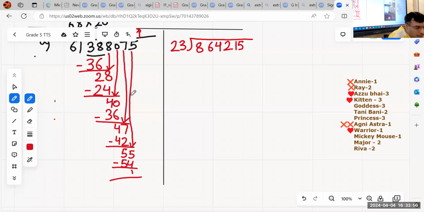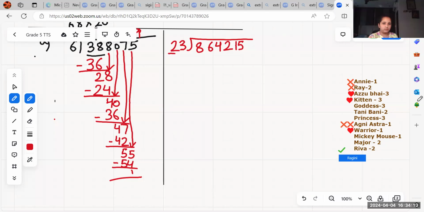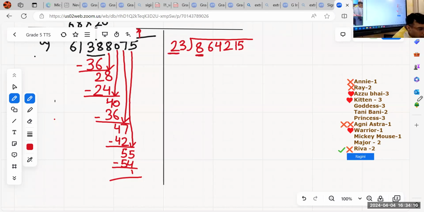See guys, when you are dividing by a two-digit number, there are three tricks. Everyone look here, guys. So there are three techniques. The first technique is we see the first number 2 and the first number here, 8. Of course we know 2 fours are 8. So we can try multiplying 23 with 3, or we can try multiplying 23 with 4. This is one way.